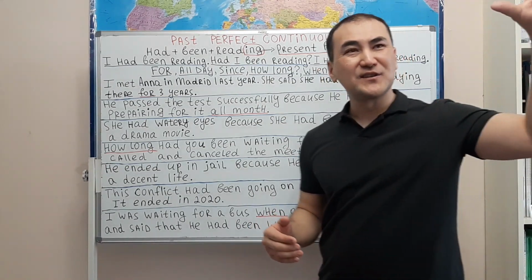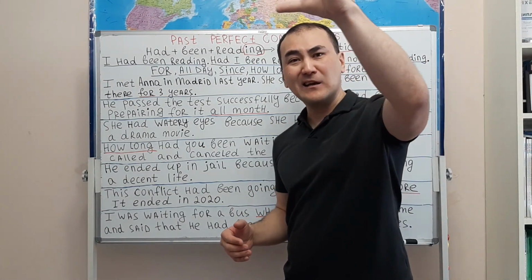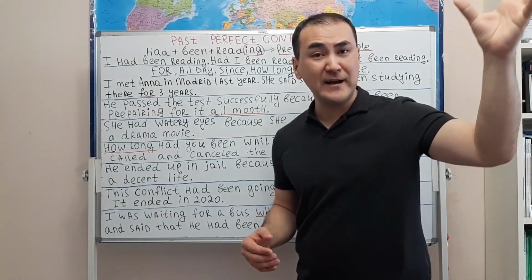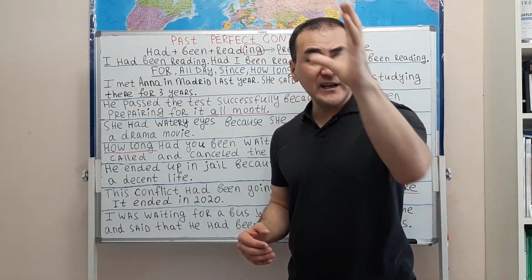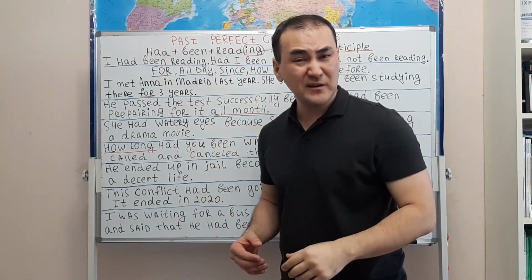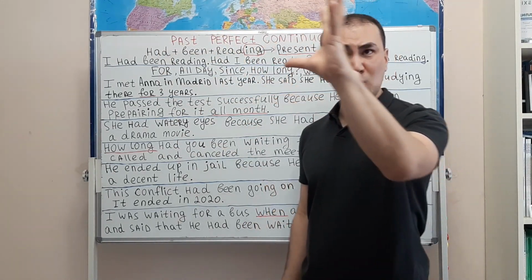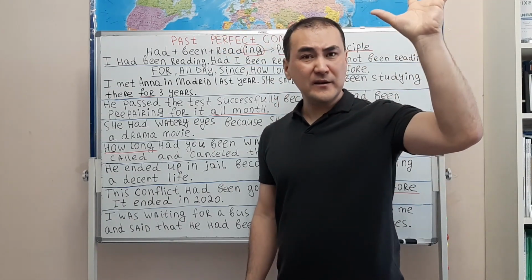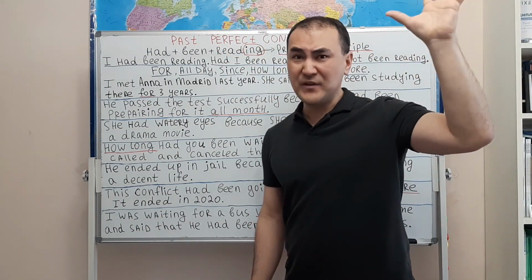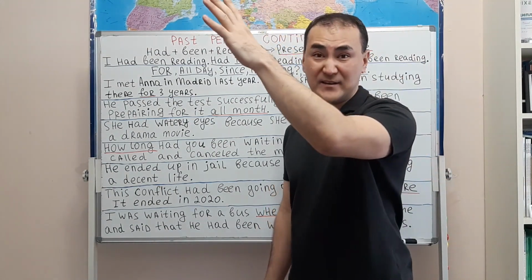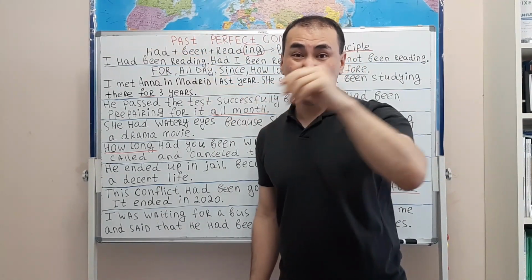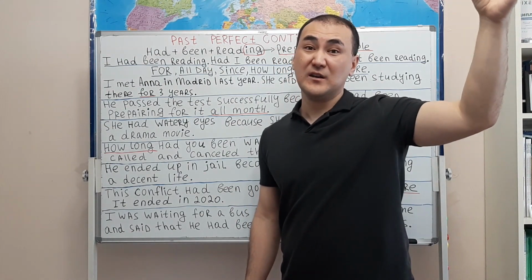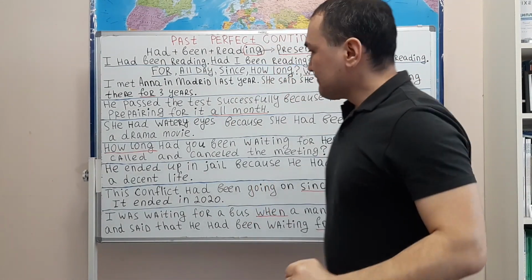Or another example. He was tired because he had been working. He had been working, so he was tired. That's the result, that's the effect. And he had been working: that's the cause and that's the reason. It means that he just finished or recently finished working, and he was tired, which is the effect and the result of that previous action.